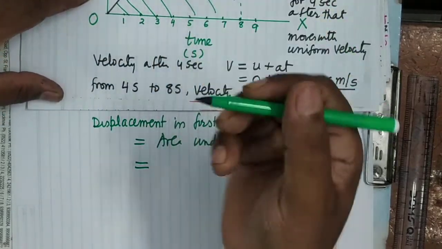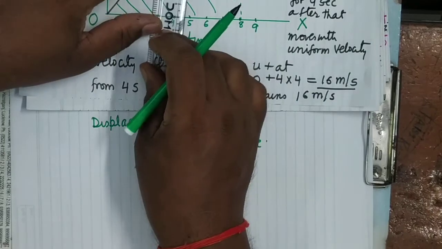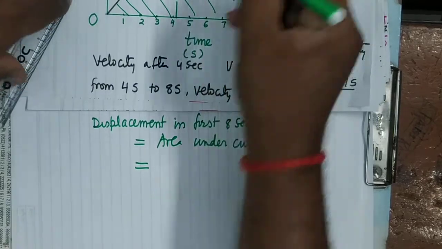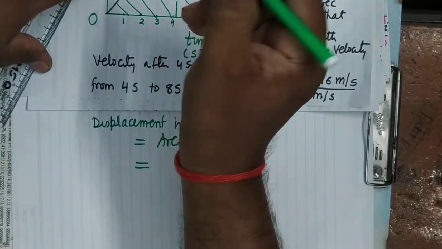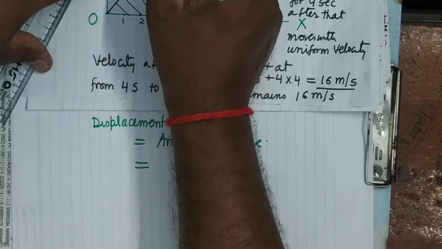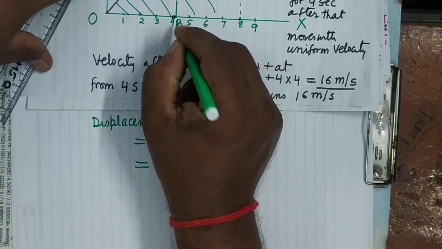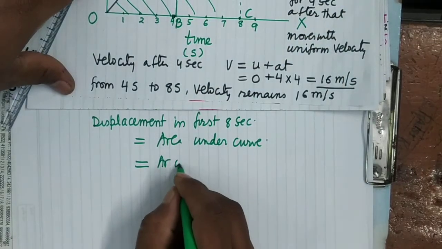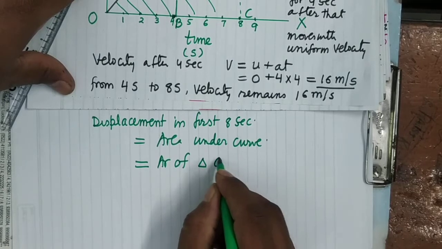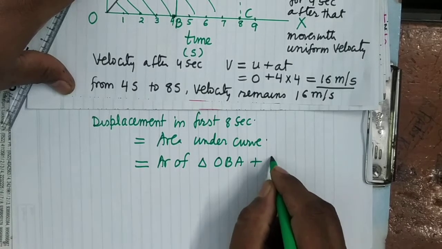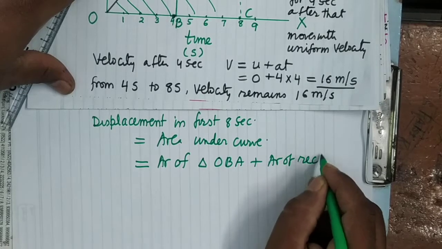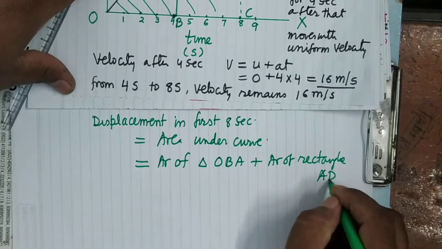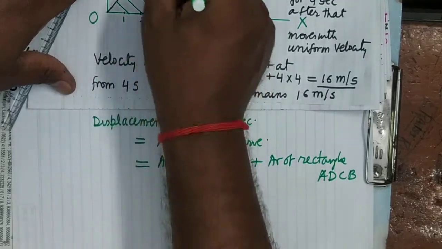Here you can either split into triangle and rectangle. For simplicity, I am splitting it into a triangle and this is the rectangle part. This is at 4. It's clear. O, A, B and this is D, C. Area of triangle OBA plus area of rectangle ADCB. You calculate this area.